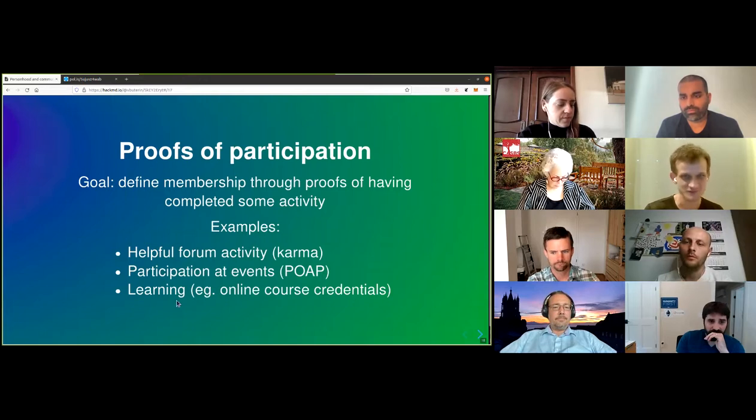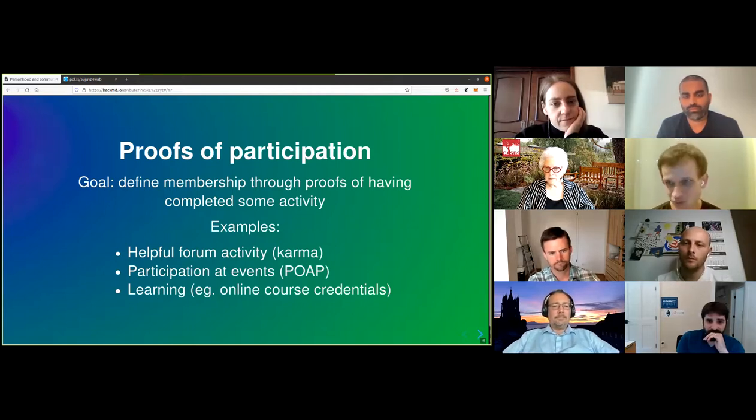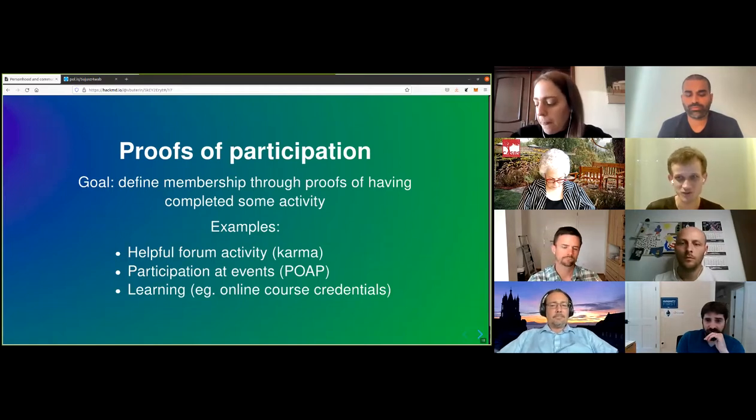And another example of this, which is something that Balaji Srinivasan really likes, is proofs of learning, right? So you can learn something through some kind of online course, and you can complete an exercise, and you can prove that you completed an exercise and got the result correct.